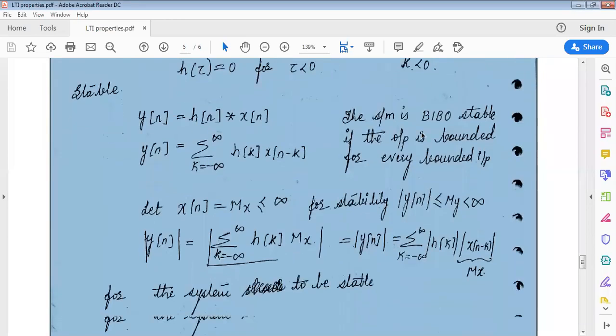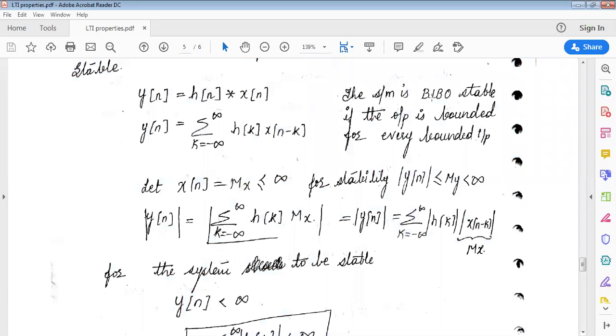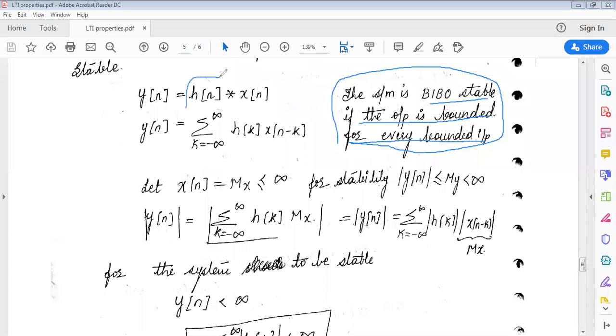So the next property is stability. You know about stability, right? A system is said to be bounded input, bounded output stable if the output is bounded for every bounded input. You already know about this. Now let us check how to check whether the given LTI system is stable or not with the same condition. So given an LTI system with its impulse response, how do you analyze it and check whether the given system is stable or not?